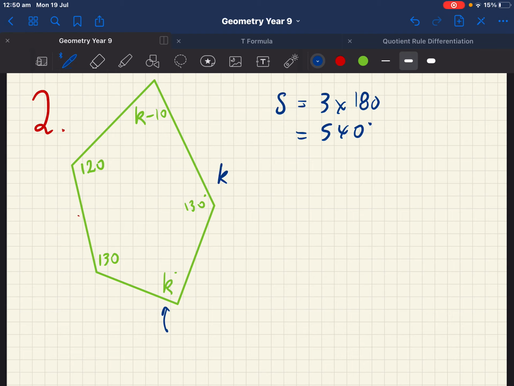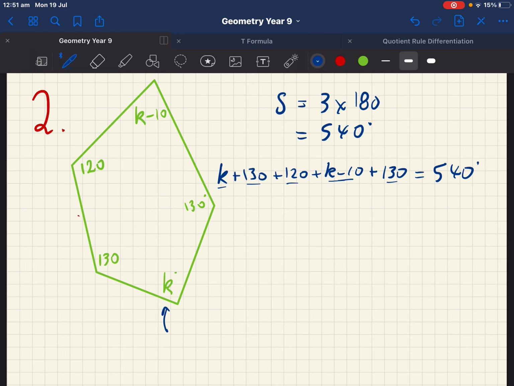Now, we know that if we add up all of these 5 angles, I'm just going to work around clockwise: K plus 130 plus 120 plus the K minus 10 and the 130. These 5 angles will add up to 540 degrees. So we've created our equation.